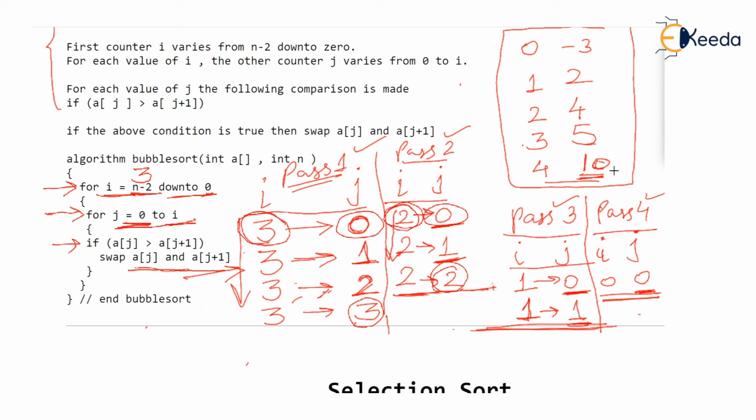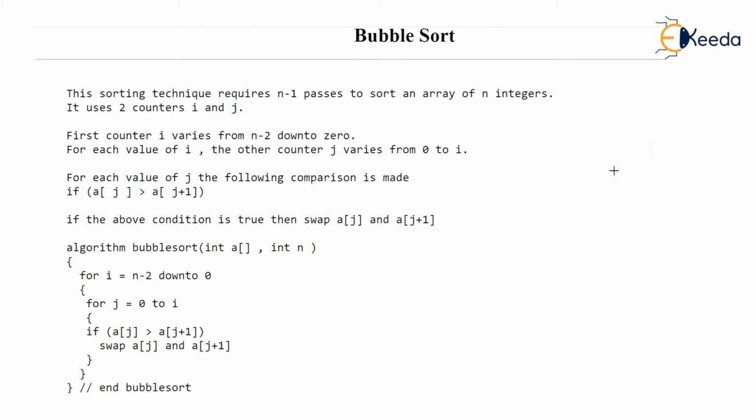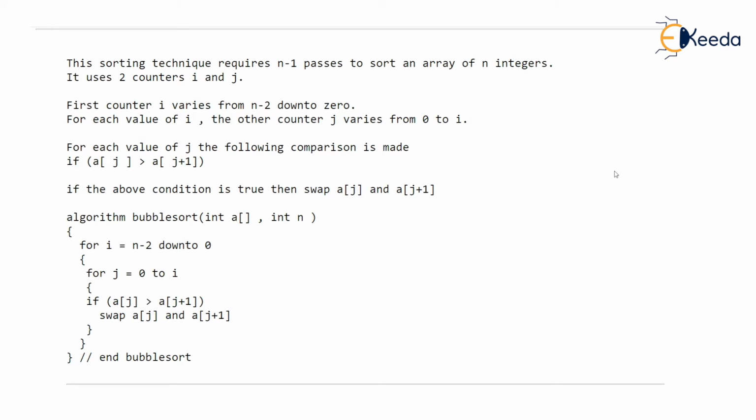I'm just clearing the slate here. Just see, the description of bubble sort has been given up there, that it takes n minus 1 passes. You can pause the video and see: I goes from n minus 2 down to 0, J goes from 0 to I, and for each value of J this comparison is done. If it is true, then we swap A[J] and A[J+1]. That's bubble sort, isn't it?